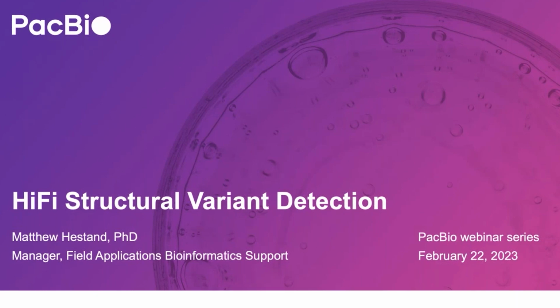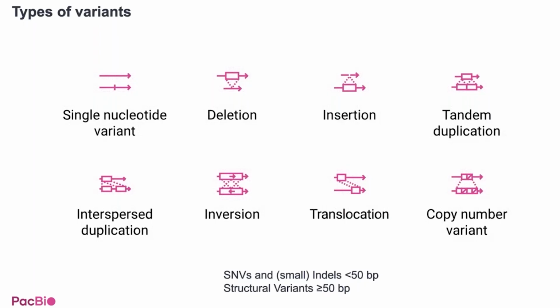So a quick bit of background on HiFi for structural variant detection. When we think of structural variants, there's all sorts of different types of variants out there. So there's things that are not structural variants, like small single nucleotide variants or small indels. There's probably different definitions of how big those have to be, but one is being less than 50 base pairs. So single nucleotide variants, but then we can think of larger things, things greater than 50 base pairs.